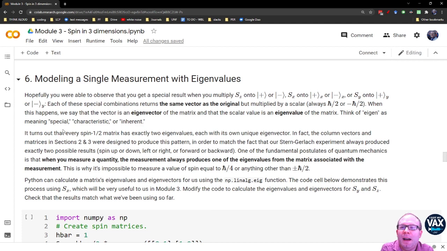Last time we talked about modeling measurements with eigenvalues: when you take a measurement of a spin, you're always going to get an eigenvalue of the spin operator, the spin matrix, in that direction. So for example, when you measure Sz, you're always going to get plus or minus h bar over 2, and you're going to find out that it was in this state or this state. Same thing with S sub x, you're going to get plus or minus h bar over 2 measured onto this state or this state. Same thing with Sy.